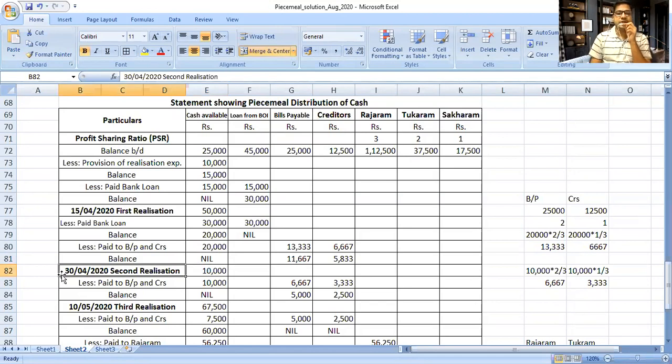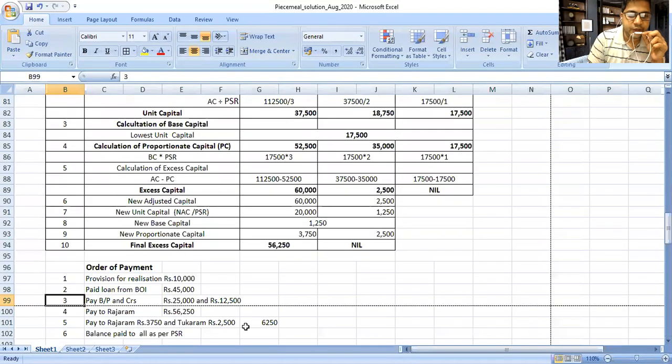On 30th April, second realization, and the partnership firm received 10,000. Now this 10,000 we will pay to the bills payable and creditors. We already paid 13,333 and 6,667, because we want to pay the total amounts of 25,000 and 12,500. This full amount we have to pay. Means how much amount do we want to pay to the bills payable and creditors? So 25,000 plus 12,500, it means we have to pay 37,500.